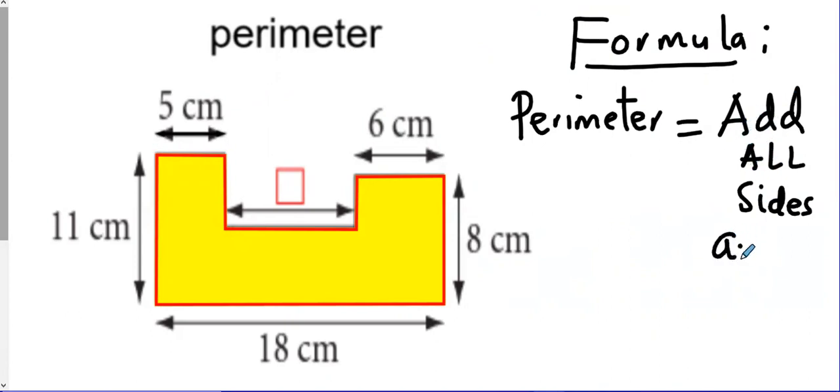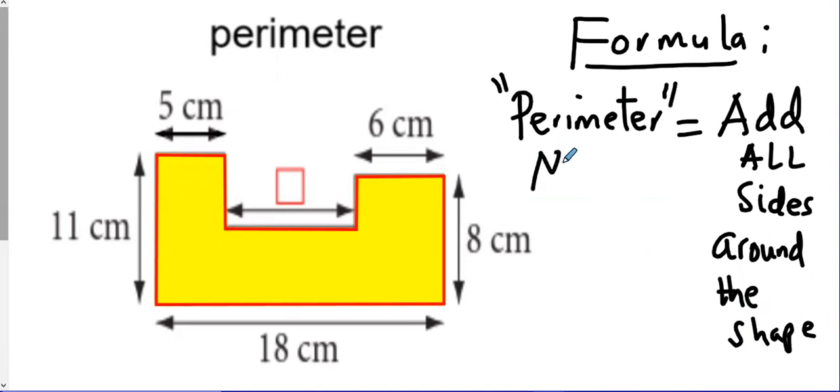But not only just saying add all sides, we should add all the sides around the shape. Don't cut across the shape. Perimeter, no cutting. Don't start cutting the shape like this, like that. Nope, that is very wrong. We do cutting of the shape for the area. But for the perimeter, we simply go around the shape.